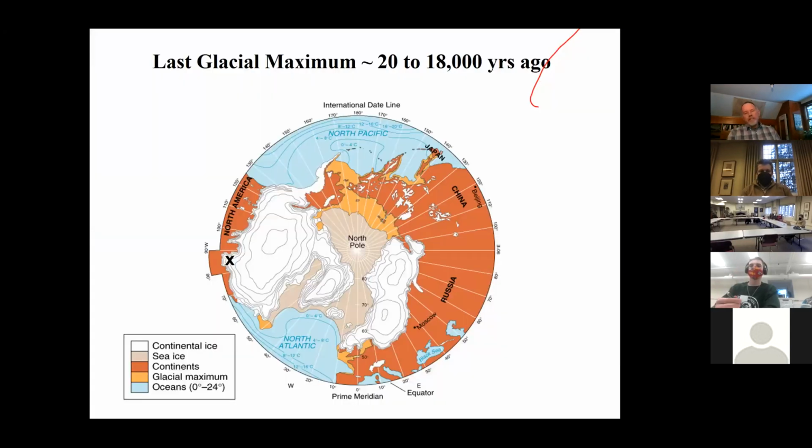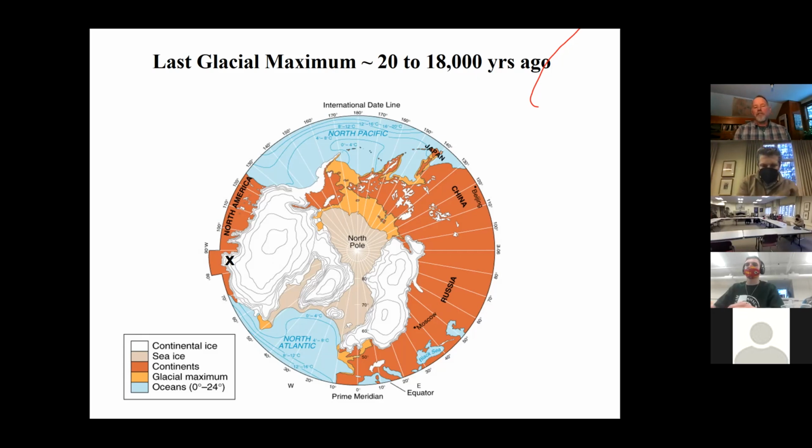So here is a typical image of what's referred to by people who work with the glacial history as the last glacial maximum. For those in the know, it represents a specific interval of time during the most recent glacial period when ice reached its furthest extent. And that occurred sometime between 20 and 18,000 years ago.